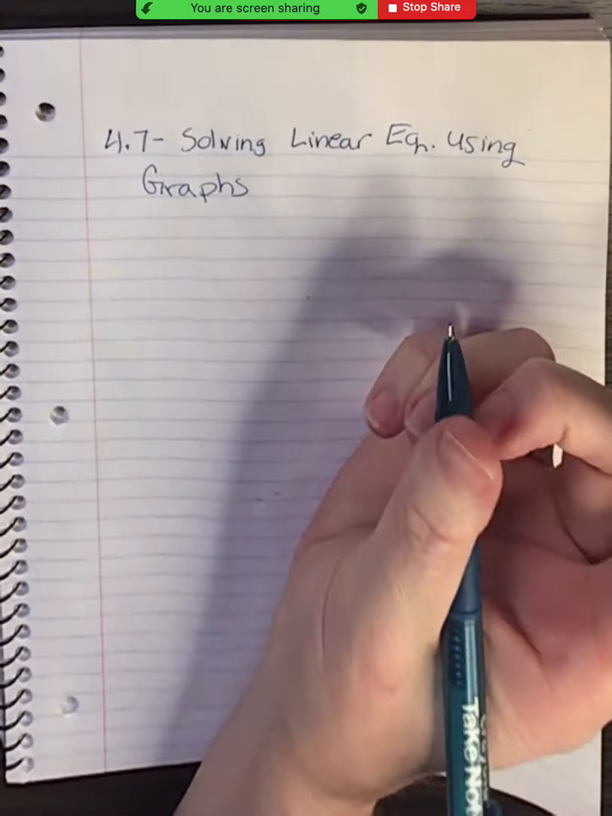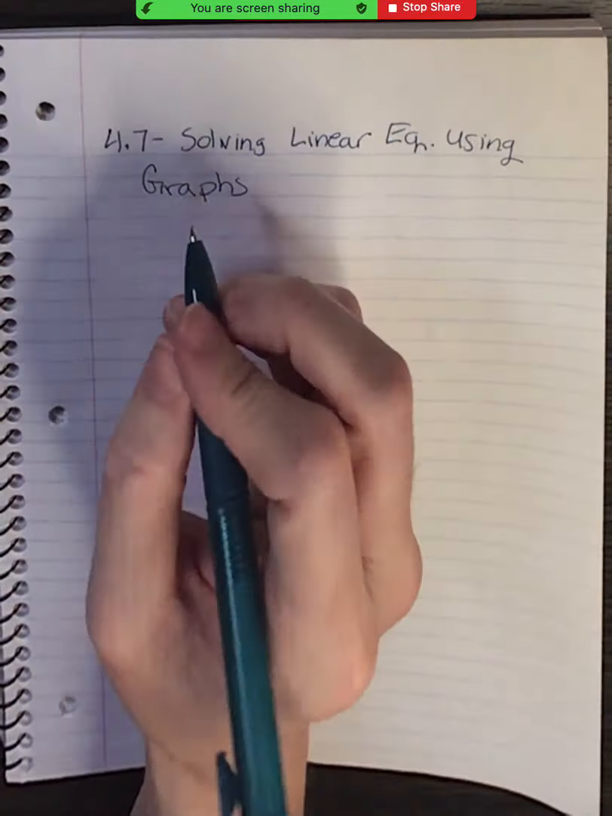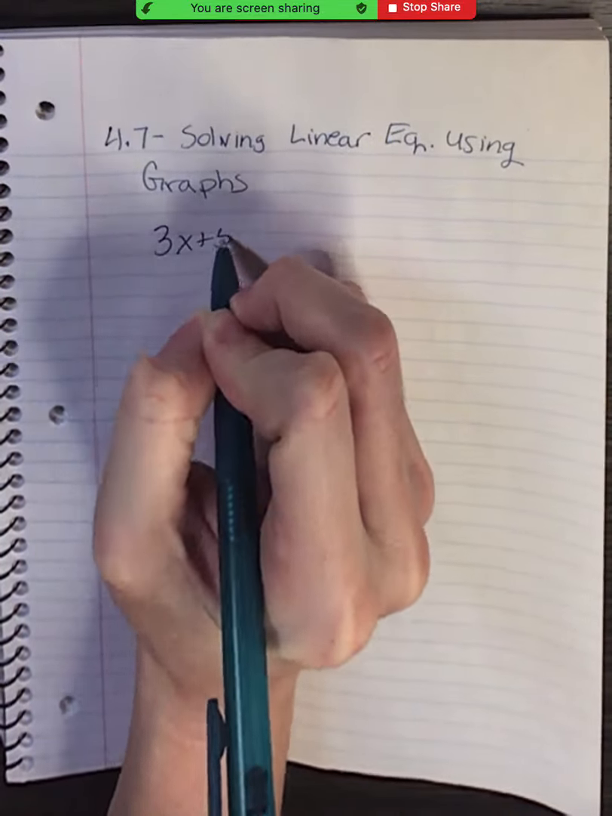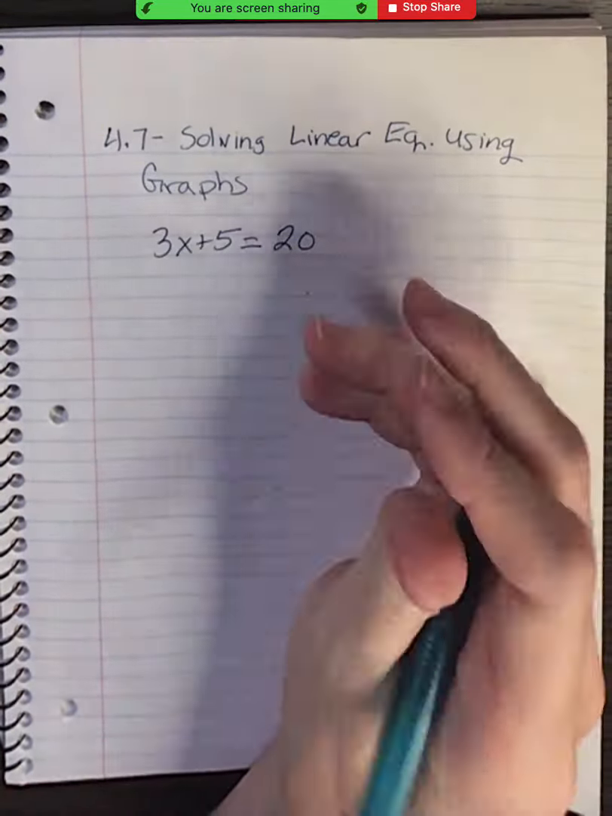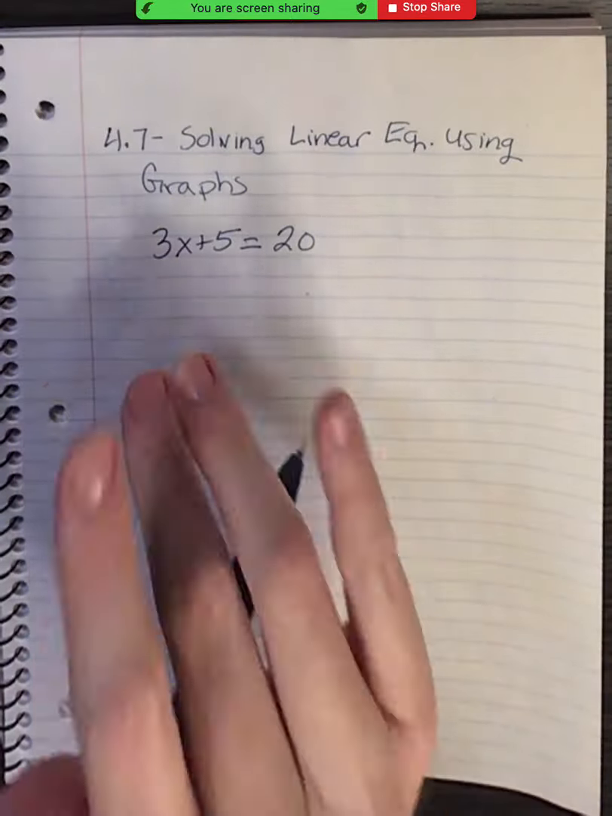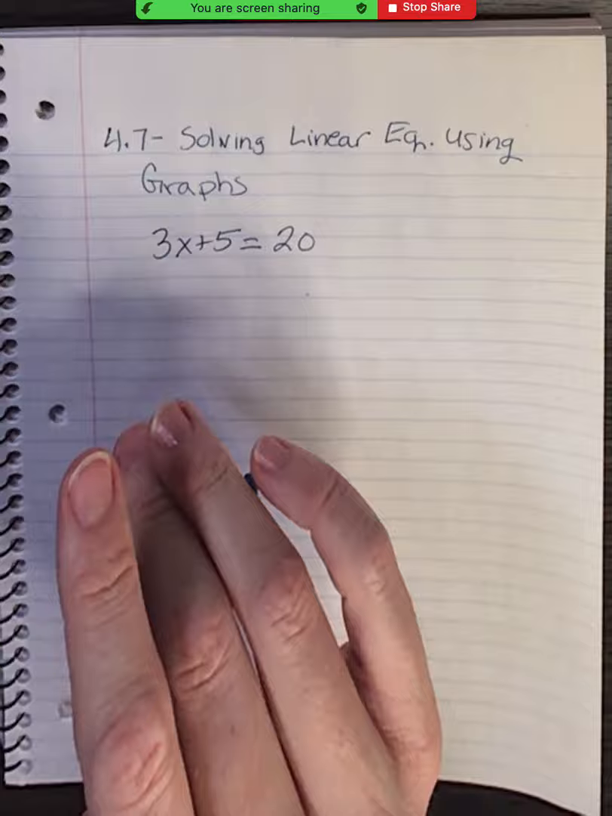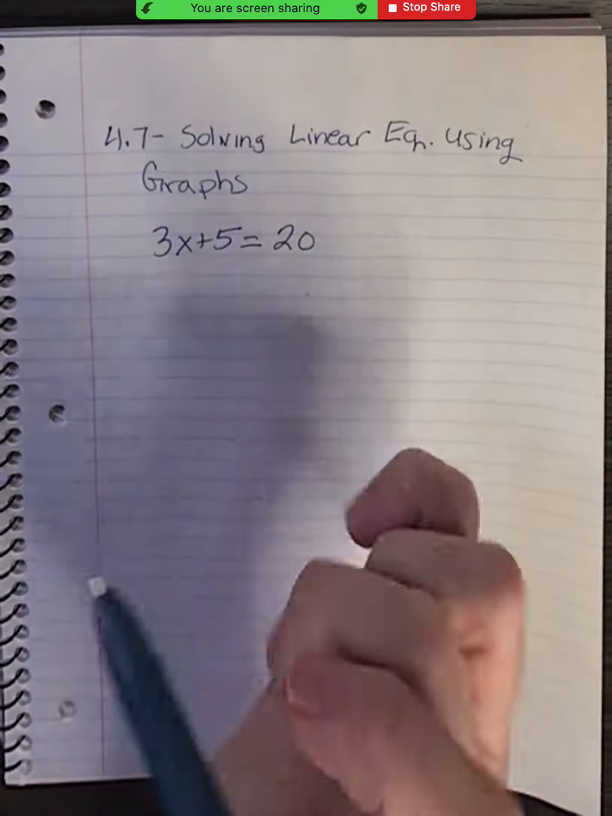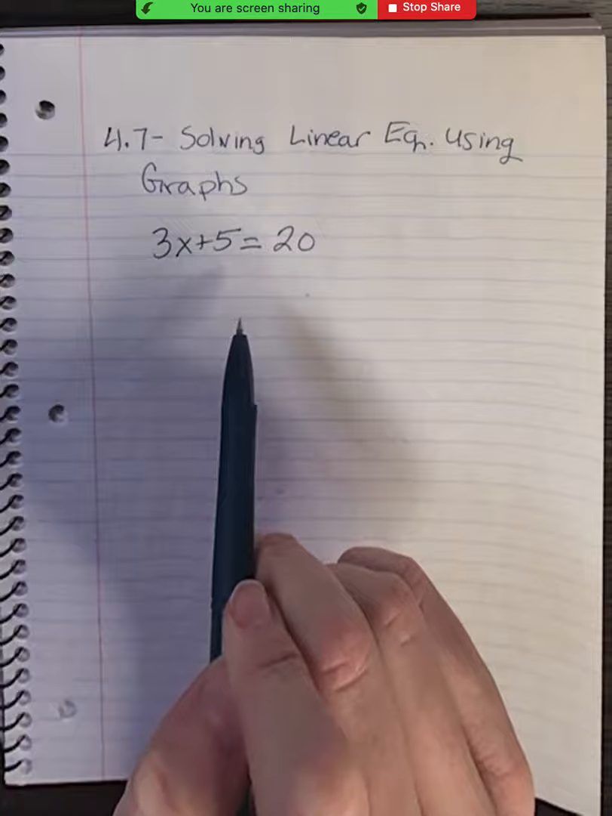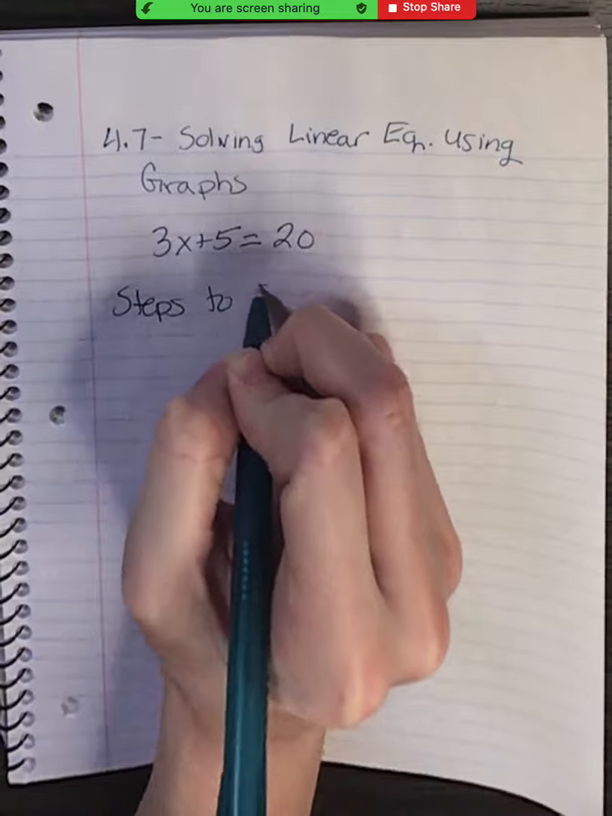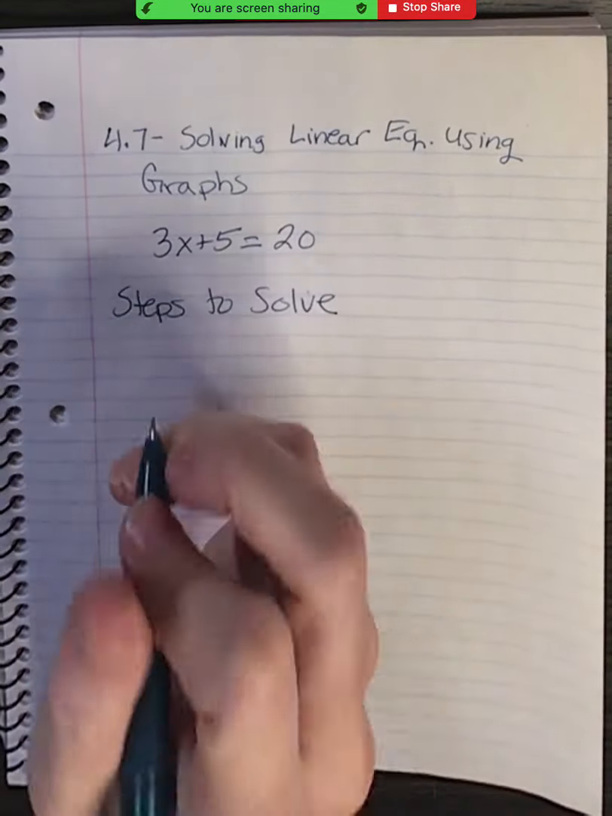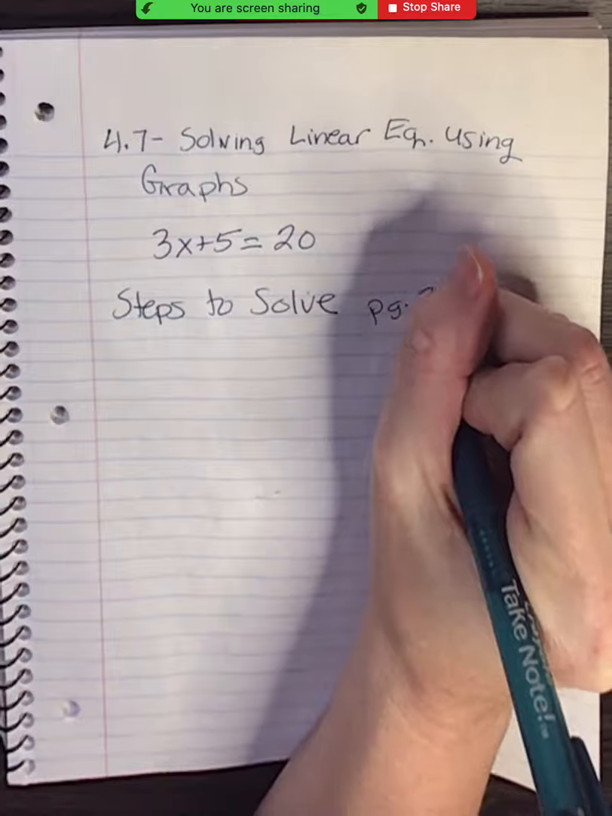So up until now, we have been solving our equations algebraically, right? So you would do like 3x plus 5 equals 20, right? We would solve it algebraically. We would subtract the 5, divide by 3 using our inverse operations. In 4.7 though, we're going to look to solve these equations by using a graph. And we can find this on page 250.